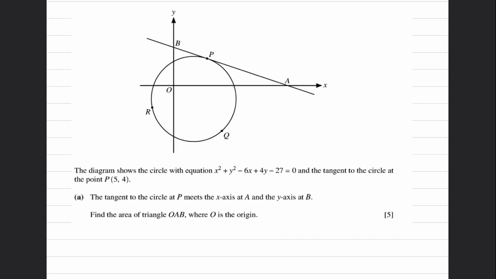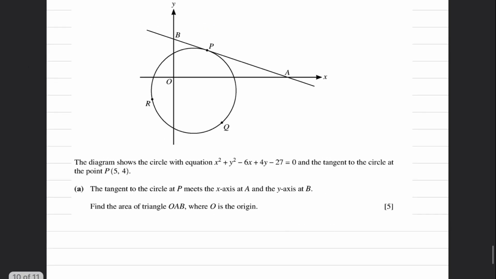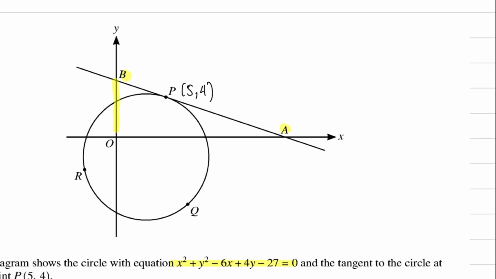Okay guys, finally the last question for this video. So we have the diagram shows a circle with this equation and the tangent to the circle at point P, 5, 4. The tangent to the circle meets the x-axis at A and B. The question is, find the area of triangle OAB where O is the origin. So, if we look at the picture here, this is OB, this is OA. So, we need to find the area of this triangle.